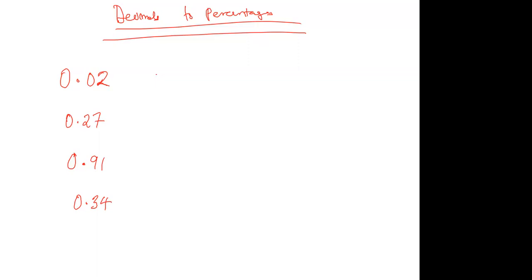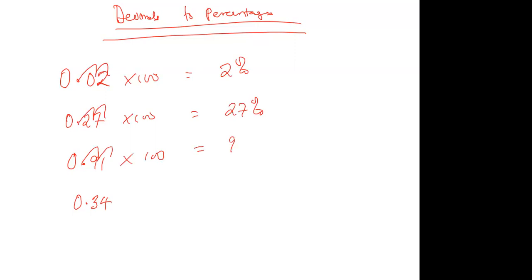This will be times 100. That gives you what? 1, 2. That gives you 2%. So that gives you what? 27%. That gives you 91%. This one gives you 34%.